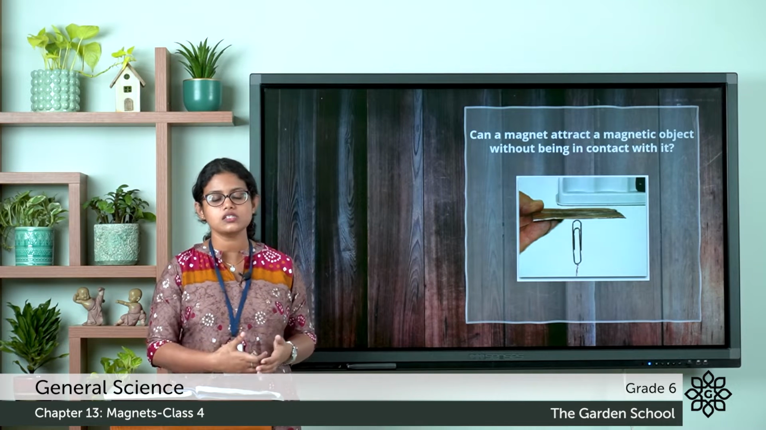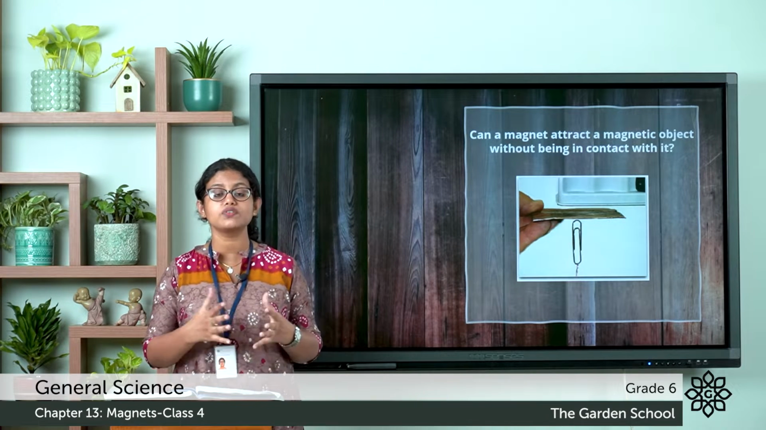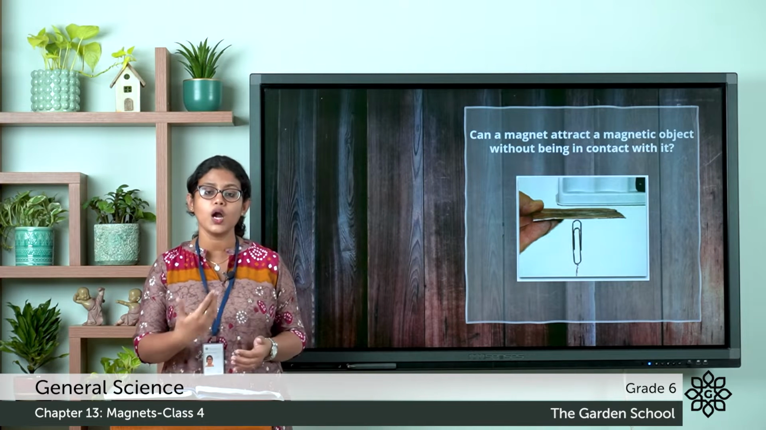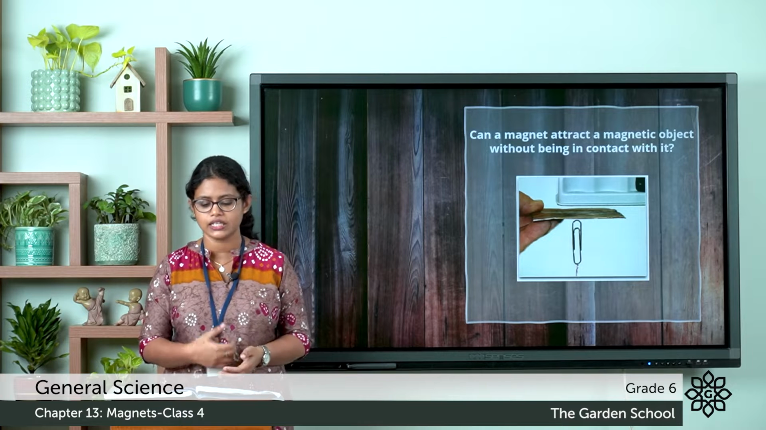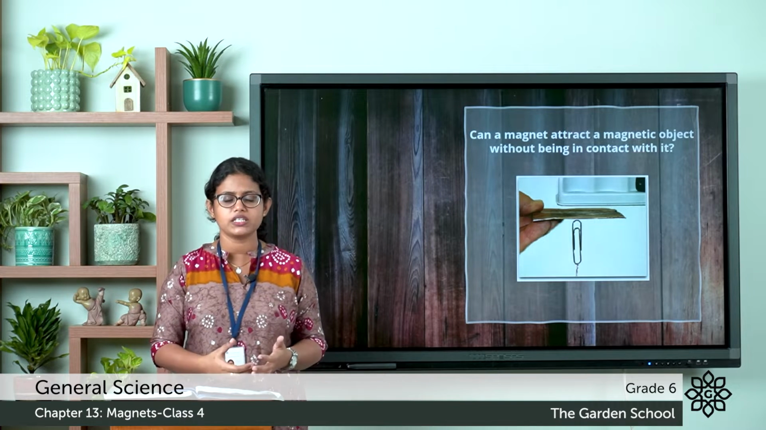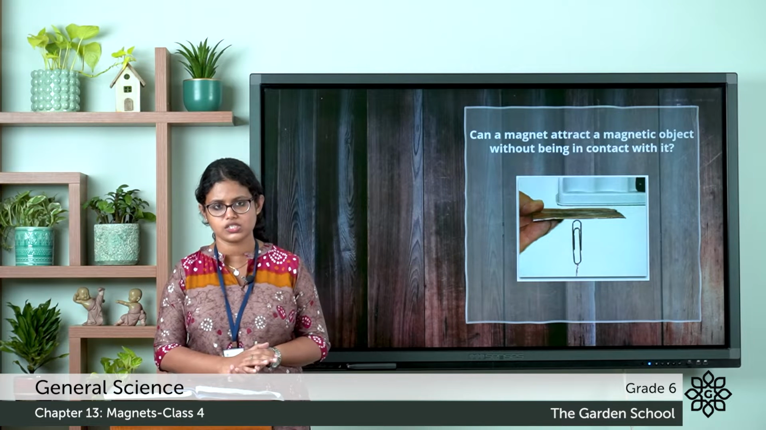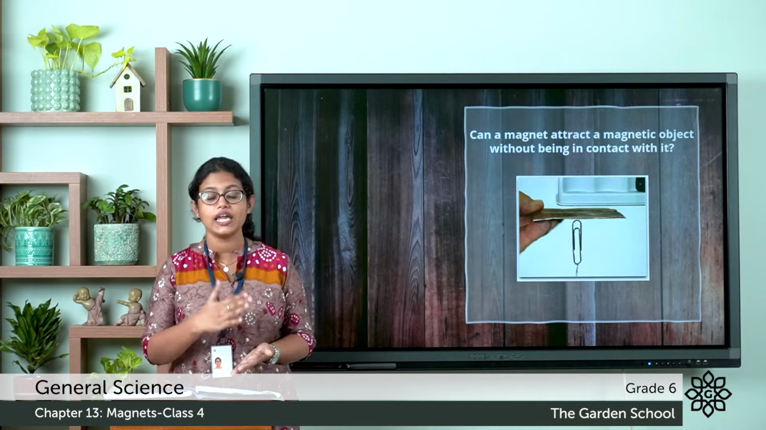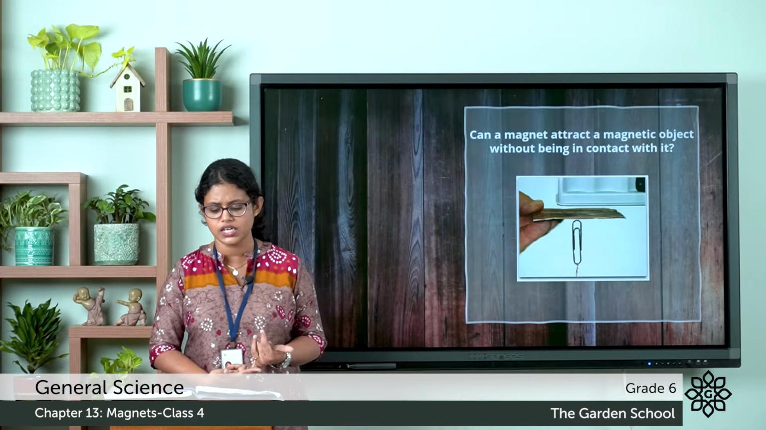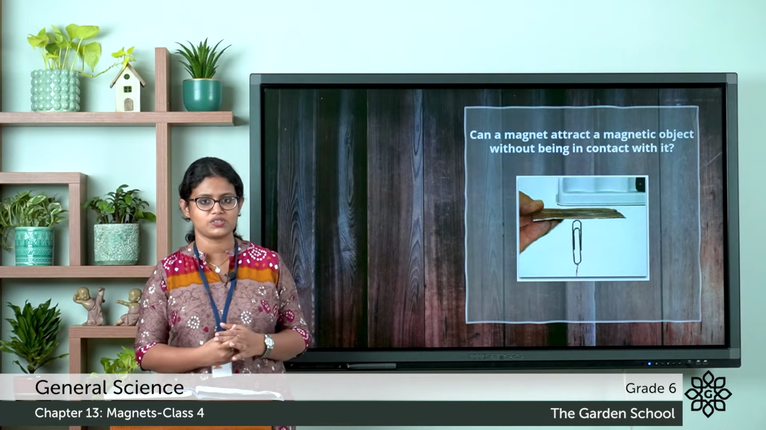So as the distance increases, the magnetic force is reduced. The magnetic force can pass through non-magnetic materials like paper, plastic or wood. Non-magnetic materials means materials which have no magnetic properties. So magnetic force can pass through non-magnetic materials like plastic, wood, paper, etc.